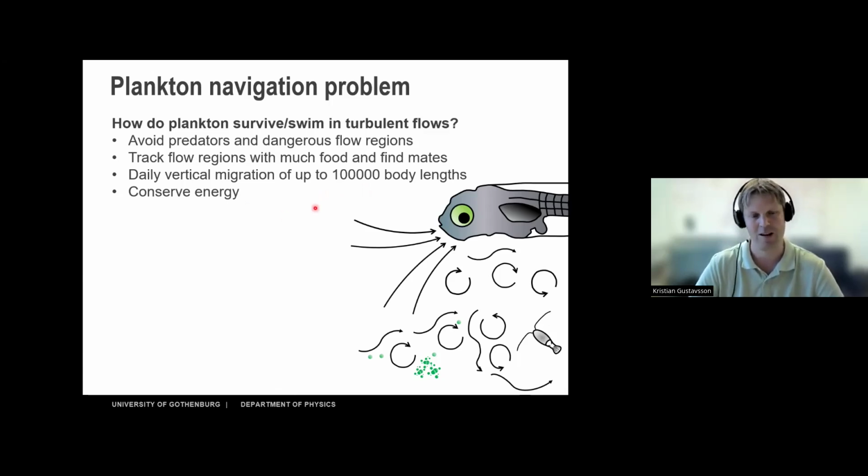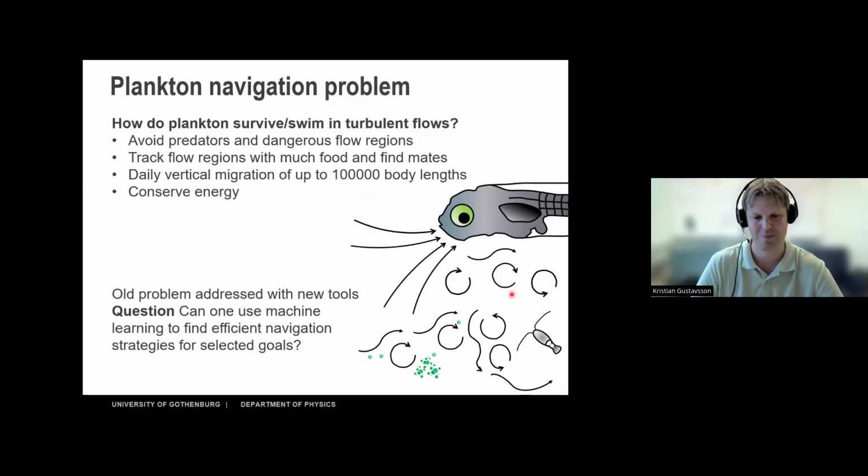So plankton navigation in the ocean is obviously a very complicated problem, and it has been a long-standing question how this is done. Our approach was to address this problem using machine learning. So the question is whether we can use machine learning to find efficient navigation strategies, maybe not for everything, but at least for some selected navigation goals.